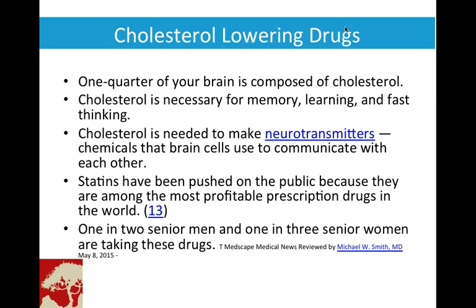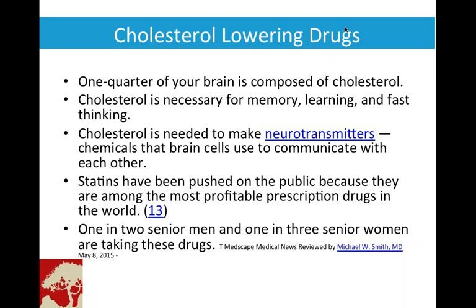One quarter of your brain is composed of cholesterol. Now, if you think about it, you'll need cholesterol for memory, for learning, for fast thinking. It's also needed to make neurotransmitters, like dopamine, epinephrine, norepinephrine. Those are neurotransmitters that really light your brain up and get you feeling good.